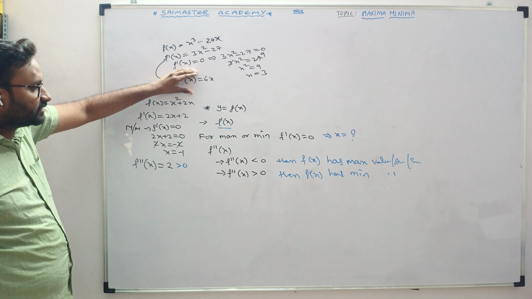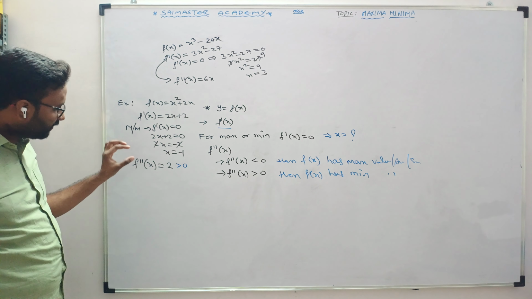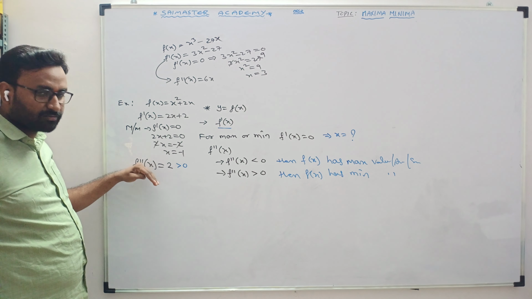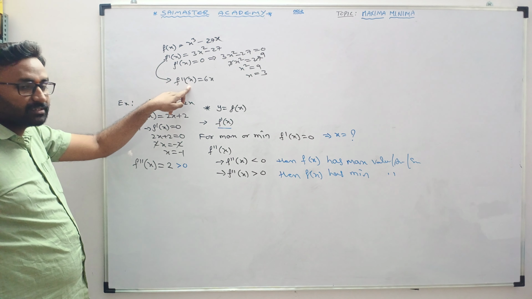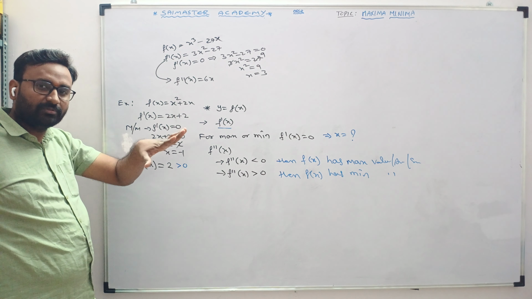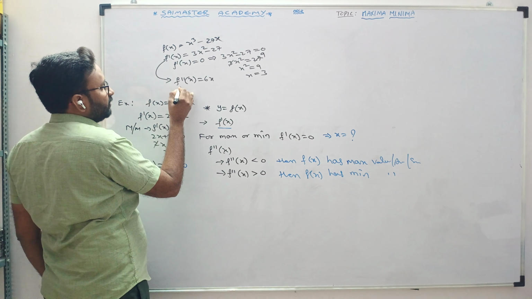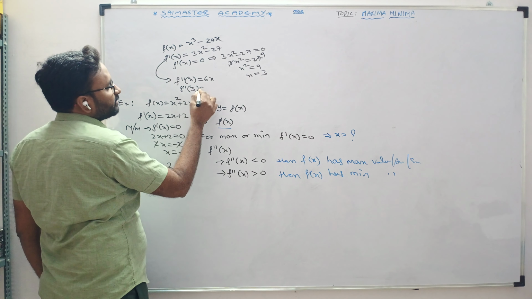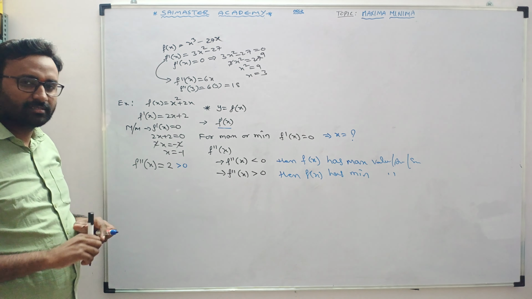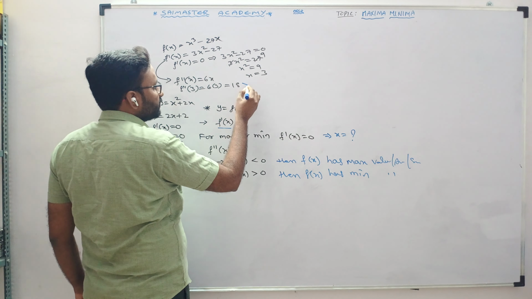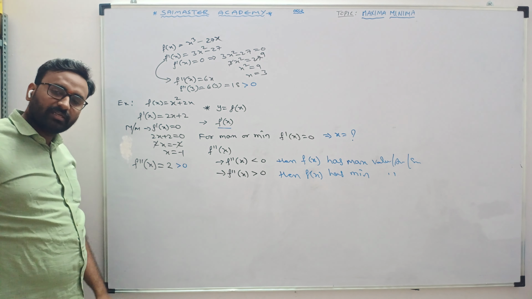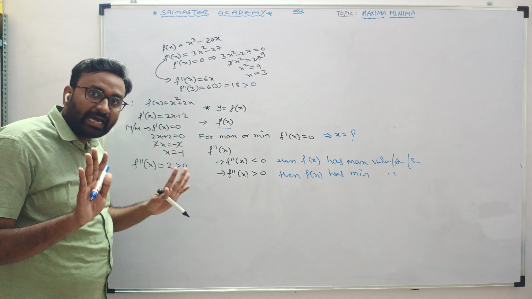Here f double dash of x is a function in terms of x. Here f double dash of x is a value. Here we no need to substitute the x value, but here we can't say whether this is less than or greater than 0. Here we have to substitute the x value. So here, if you substitute the x value, f double dash of 3, we are substituting 3, 6 into 3 which is equal to 18. Now you can say this is clearly greater than 0. For greater than 0, the function has a minimum value. Here also the function has a minimum value.